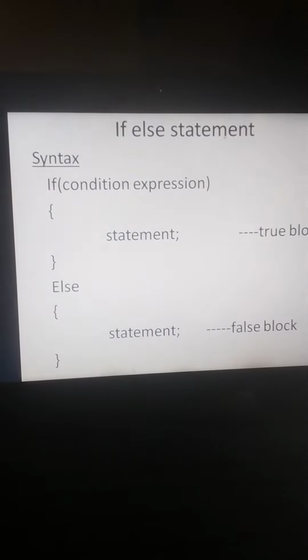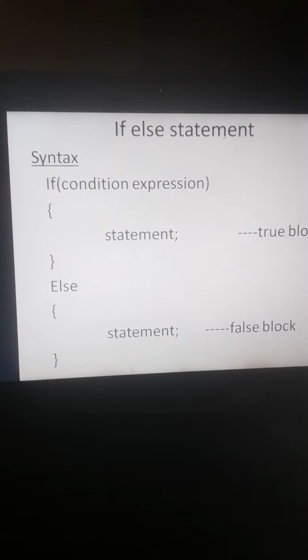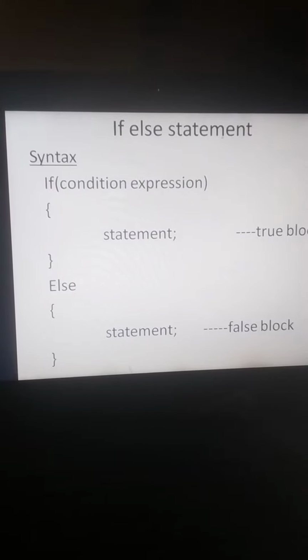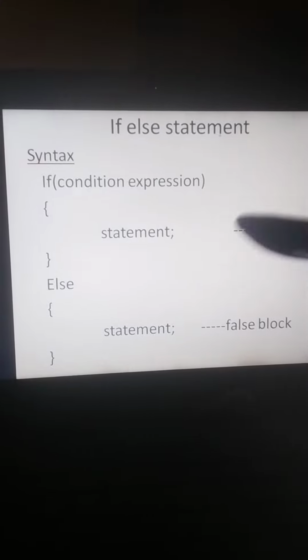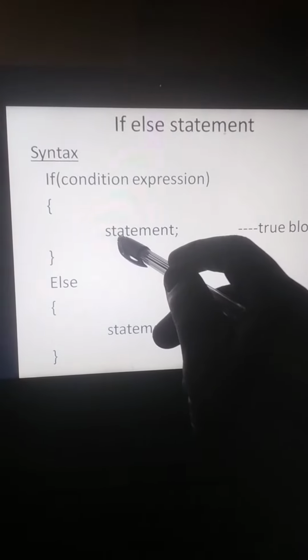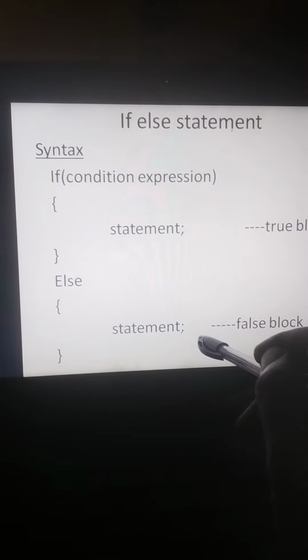Of the two blocks, only one is executed. You can see that there is only one true anyway. Either B is greater than A, or A is greater than B. Both are not possible. So when A is greater than B, that block is executed. When B is greater than A, that block is executed.